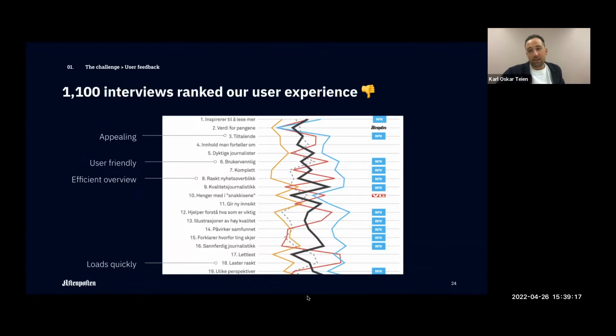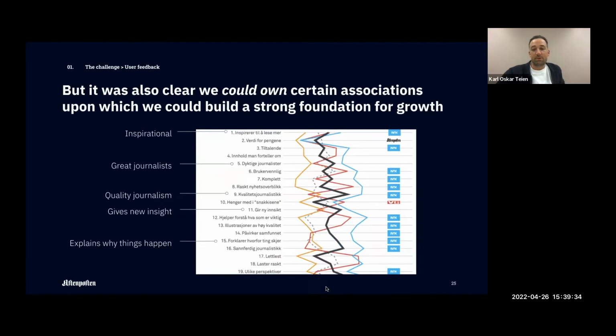We hired an external agency for doing this, and they ranked our user experience pretty poorly, right? So you'll see all these indicators of user experience. They were not ranked very high versus other competitors. But it was also clear that we could really build on some of these associations here. So gives new insight, explains why things happen, all those things that we thought, well, here's something to build on.